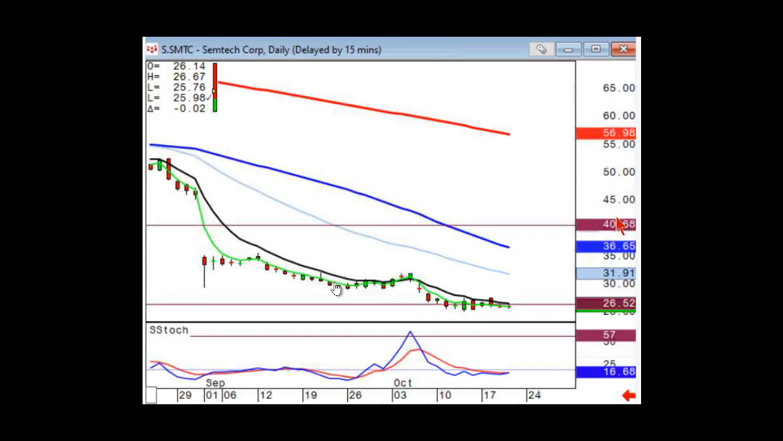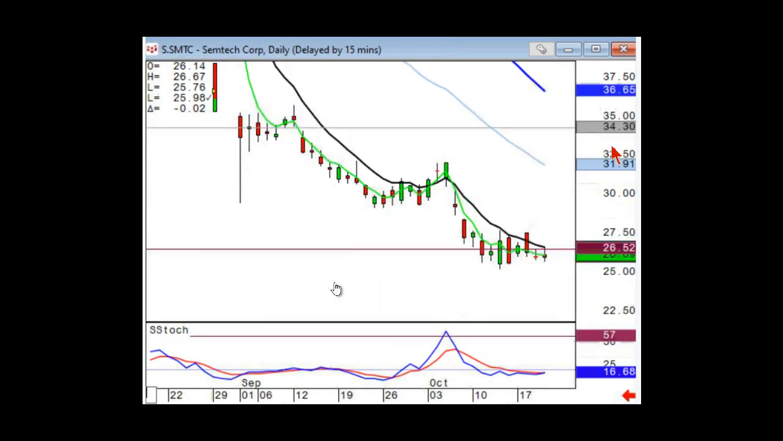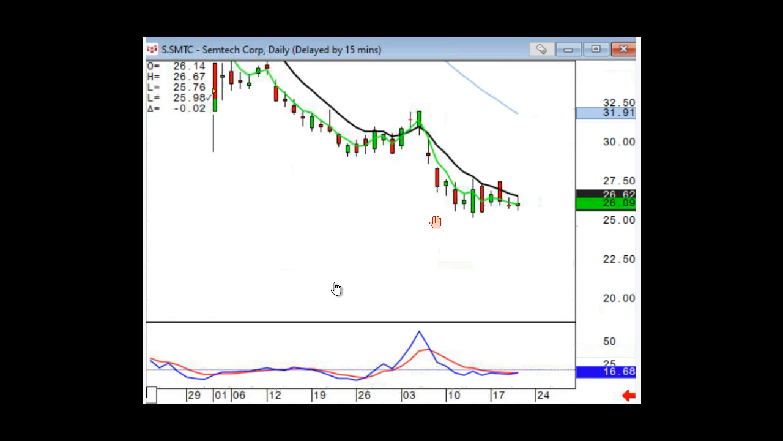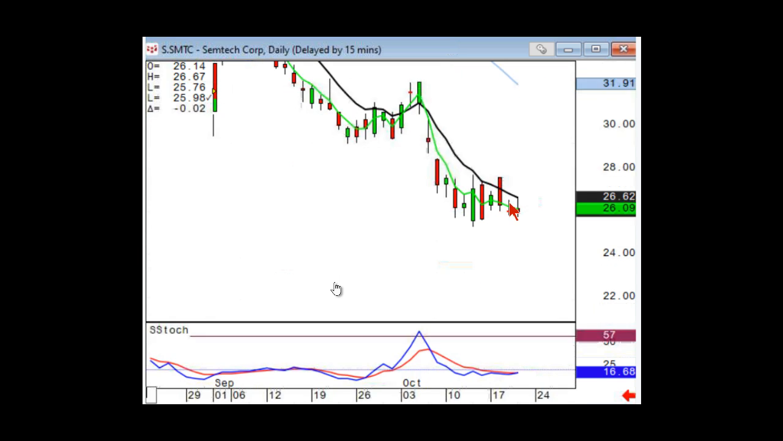SMTC. Oops, I don't know why. It must have traded lower after hours. This one can be shorted with the bearish engulfing signal. Wave 1, wave 2, wave 3.